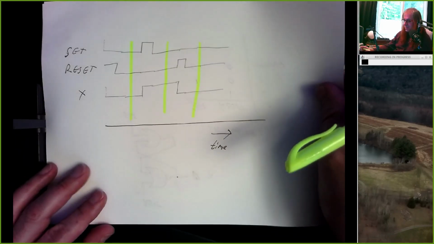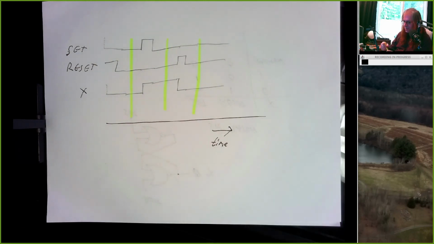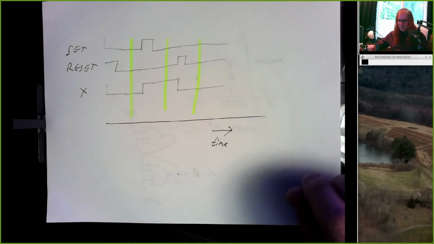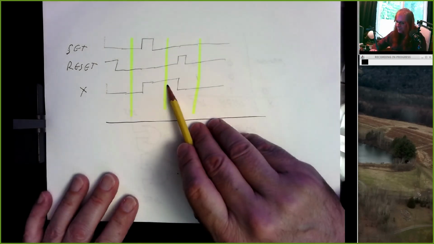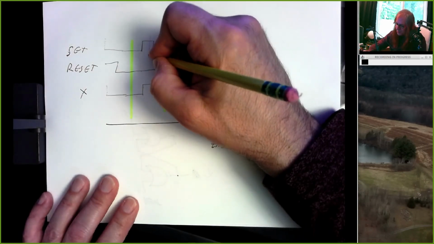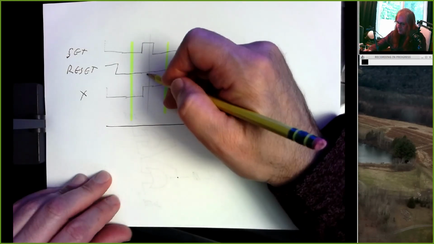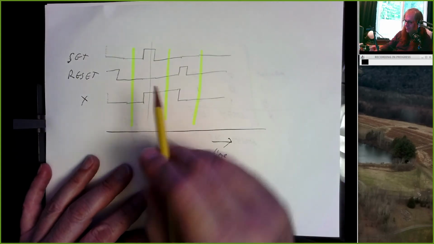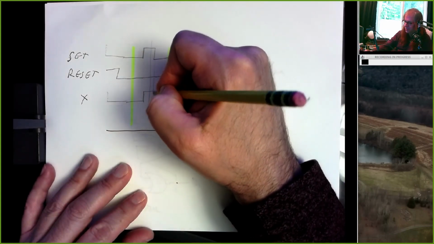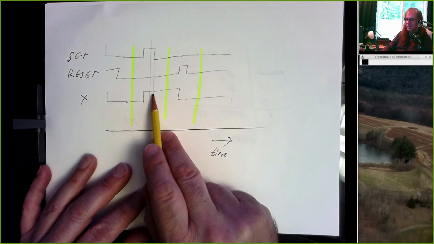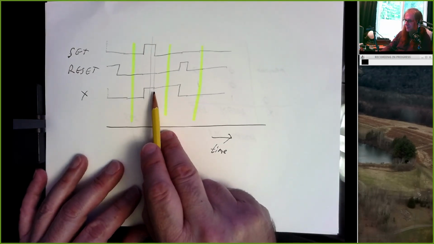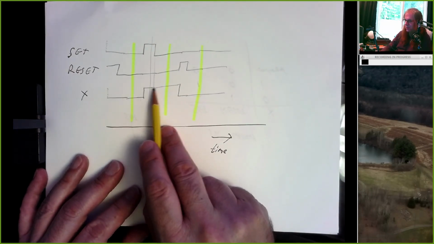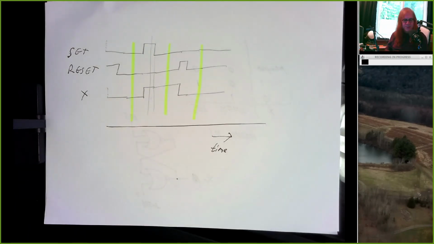It depends what it was previously. In this case, this output is a 1, because at this point, set was 1, reset was 0. And if set is 1, reset is 0, the circuit forces X to be a 1. But at this point, when both inputs are low, X simply stays unchanged. It keeps whatever value it had a moment ago, which in this case was 1.